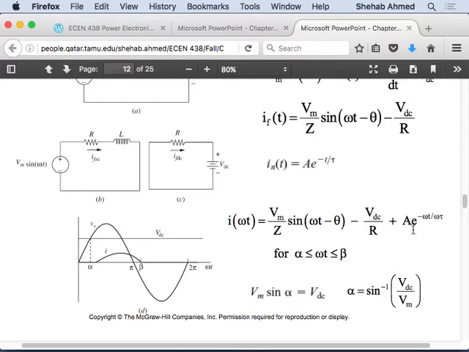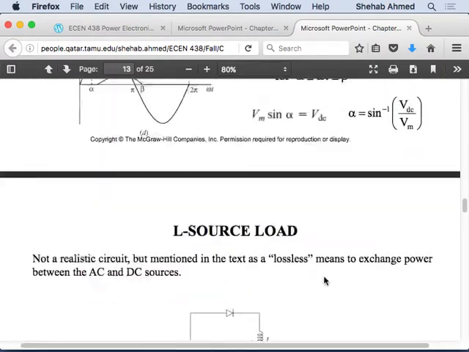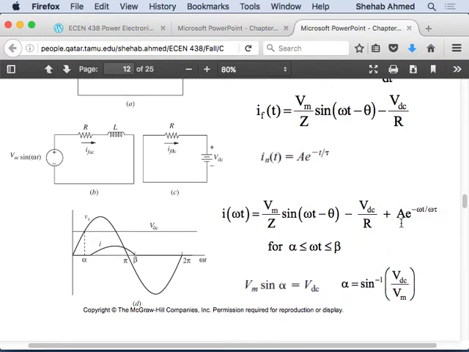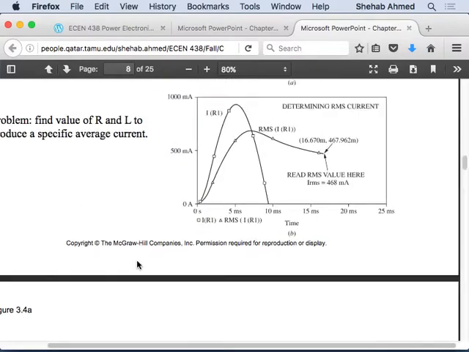Solve for A. When you solve for A, I don't have it written here, but you will end up with an equation for current. This equation for current defines the shape of this current. This current equation is valid from where? From alpha to beta. Right? What do you know about beta? I of beta is also 0. So you do the same thing, and you will end up with an equation like this.